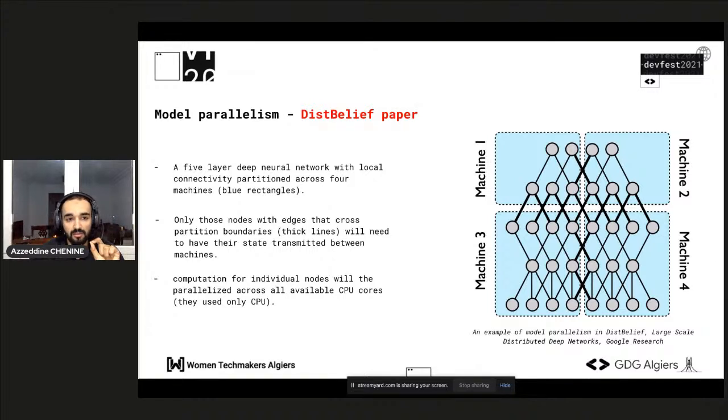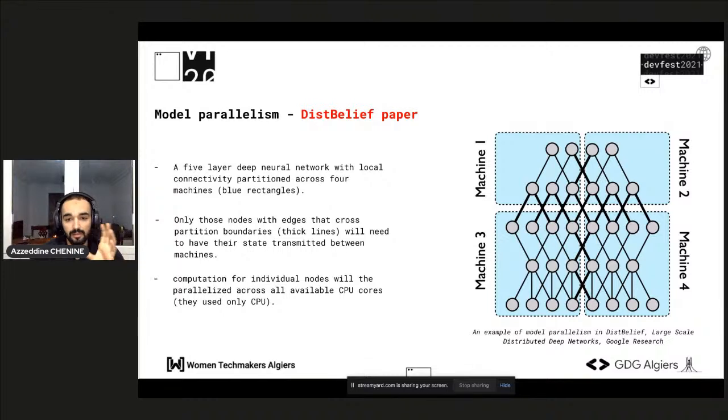So to explain this, a 5-layer deep neural network with local connectivity is partitioned across 4 machines, the blue rectangles. Only those nodes with edges that cross partition boundaries will need to have their state transmitted between machines. So it's highly dependent on your model architecture. If you want to split it, the number of connections you may have with other machines depends on the way you want to split it. In this example, the first, the second, and the third layer of your deep neural network are split across the 3rd and 4th machines. And the 4th and 5th layers are split across the first and the second machines. So machine number 1 is communicating with machine number 2, number 4, and number 3. And it's the same for the other machines.